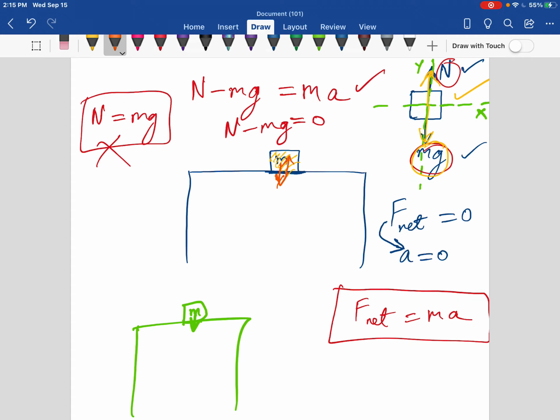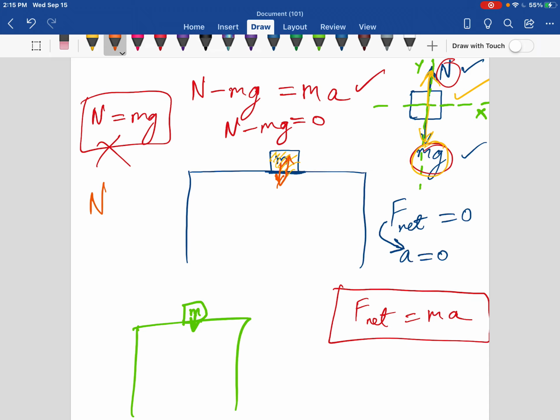It is going to be downwards. The table is applying a force on that box upwards. The box is applying a force on that table downwards, right? And we called the force which the table is applying on the box N, right? We use this N, normal force, we call that.